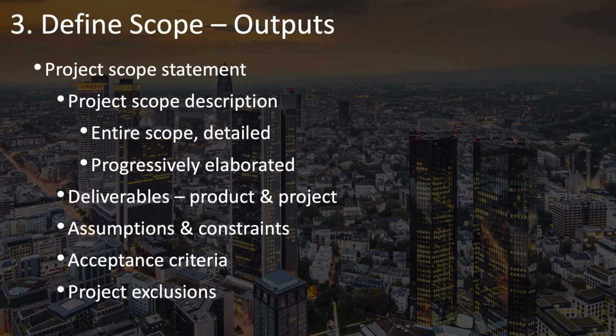The project scope description, which describes the entire scope of the project in detail. This scope can be progressively elaborated throughout the project, meaning that you will learn more and more details as you go along and add details to your project scope in this process. The project scope statement also includes a list of the deliverables, both product and project deliverables. You should also include your assumptions and constraints and the acceptance criteria so that you know what is required in order for the deliverables to be accepted.